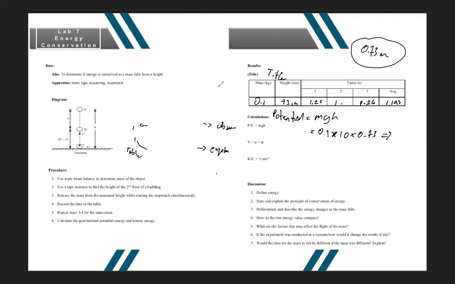7.3. Wait, sir. 0.73. All right, I was waiting for you to say that because these two cancel out each other, right? Yes, sir. 0.73. Now, what is the unit for energy? Joules, right?